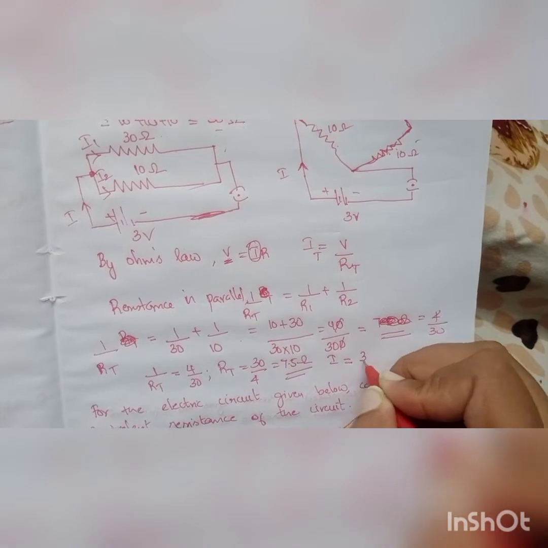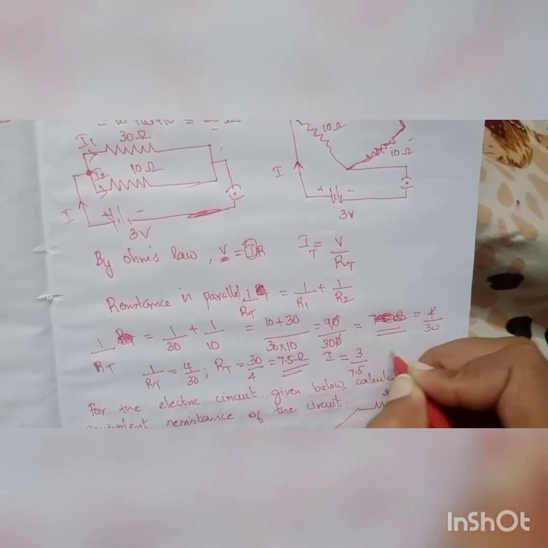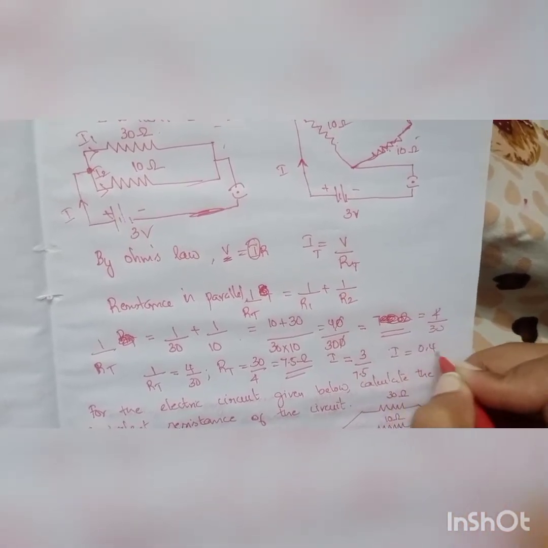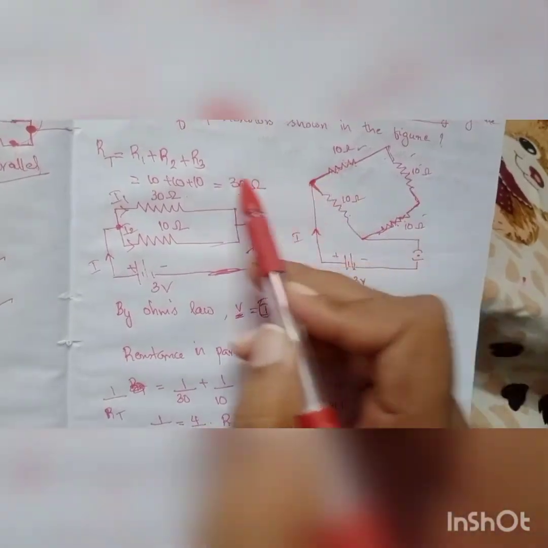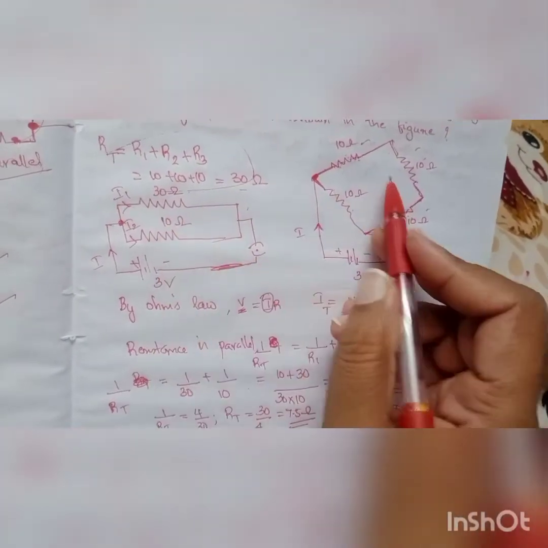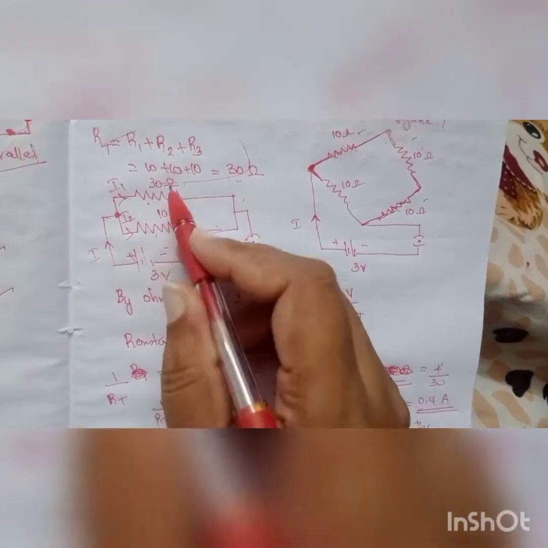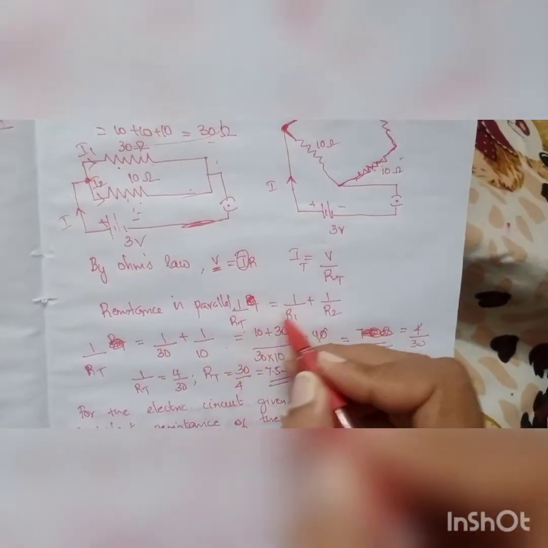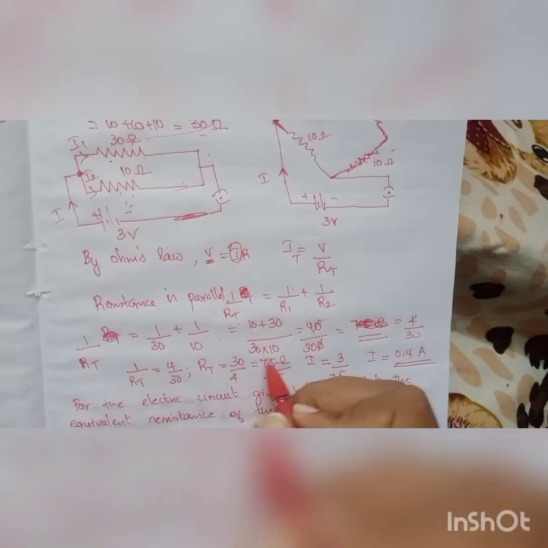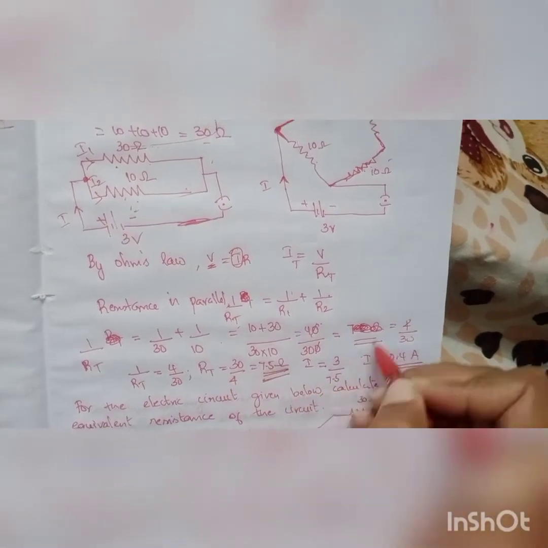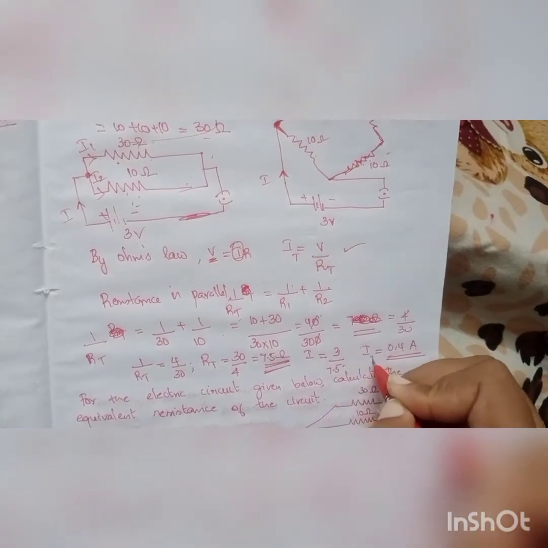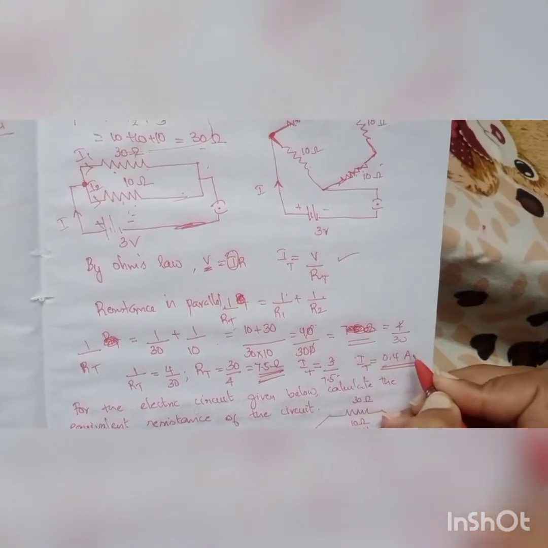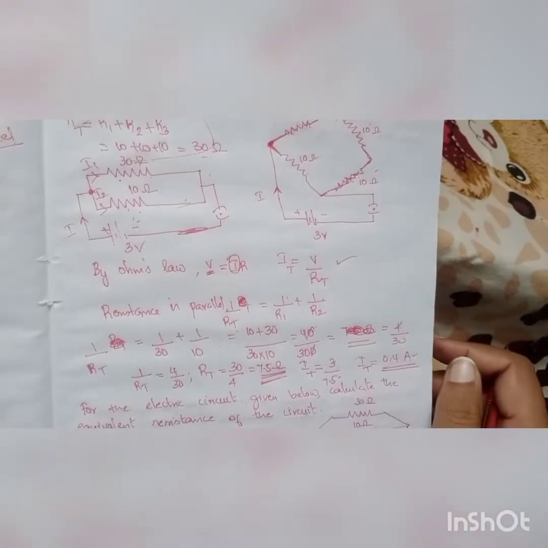Now find the current. I is equal to V by RT, where V is 3 and RT is 7.5, so you will get the total current as 0.4 amps. I hope this is clear. These 3 resistors are connected in series, so I added them up and redrew the diagram. The 30 ohm and 10 ohm are connected in parallel, so 1 by RT is equal to 1 by R1 plus 1 by R2, giving RT as 7.5. Substituting V as 3 and RT as 7.5, the total current IT is equal to 0.4 amps.